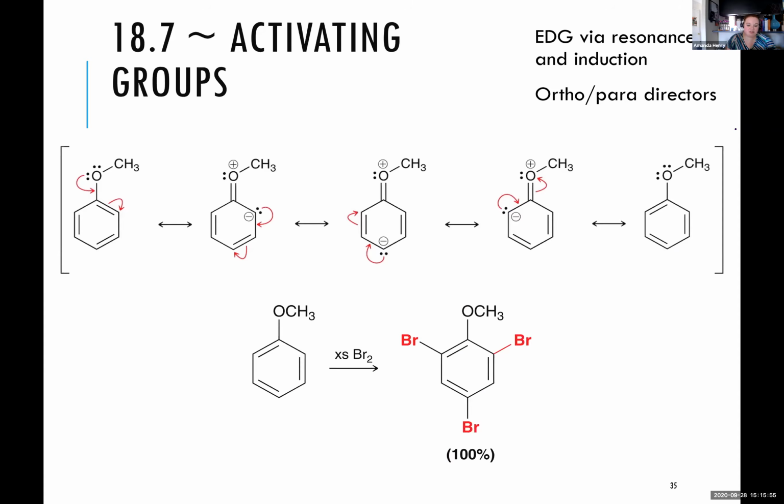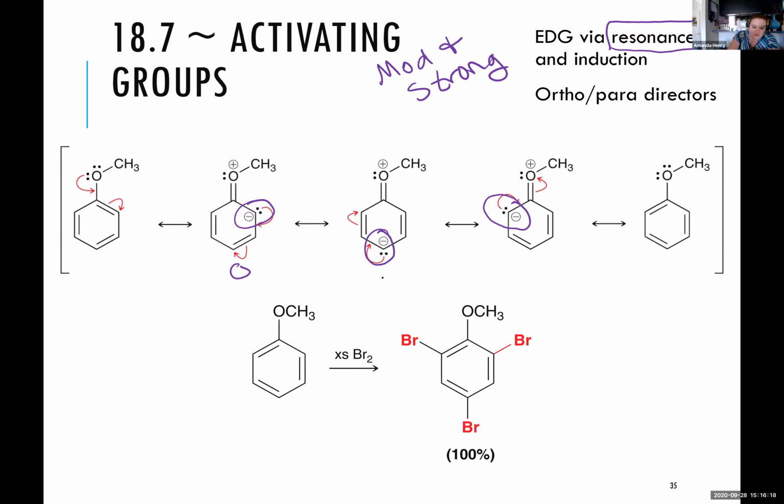Our moderate and strong activators are donating electrons also through resonance. And so we saw this. I drew out these resonance contributors, and we saw that we get a negative charge, a carbanion, at the ortho and the para positions. So it's going to make those specific carbons really good nucleophiles, and our second substituent is going to easily add to those positions because they've been activated.